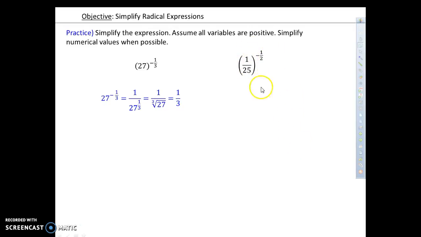I have 1 over 25 to the negative 1/2. Please pause the video and try this one on your whiteboard or on separate binder paper. Okay, and after doing this, you should have gotten 5.